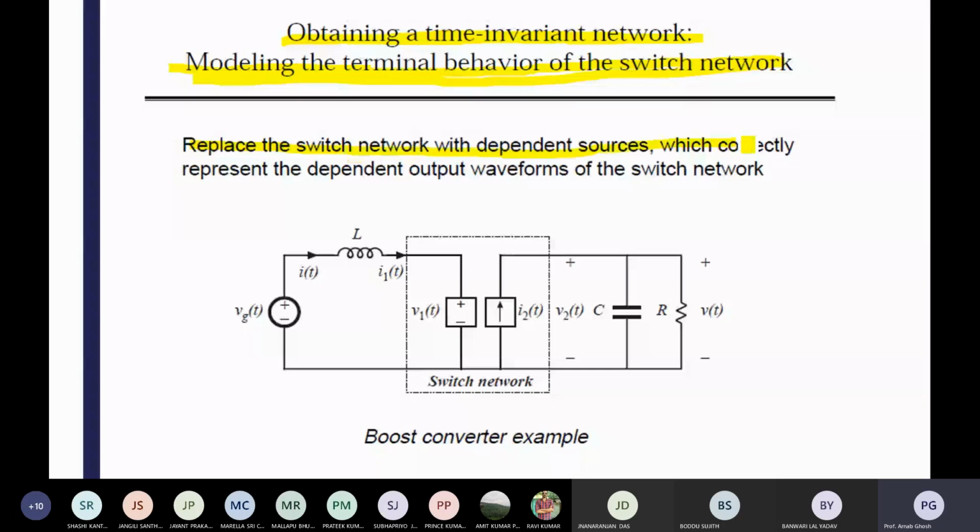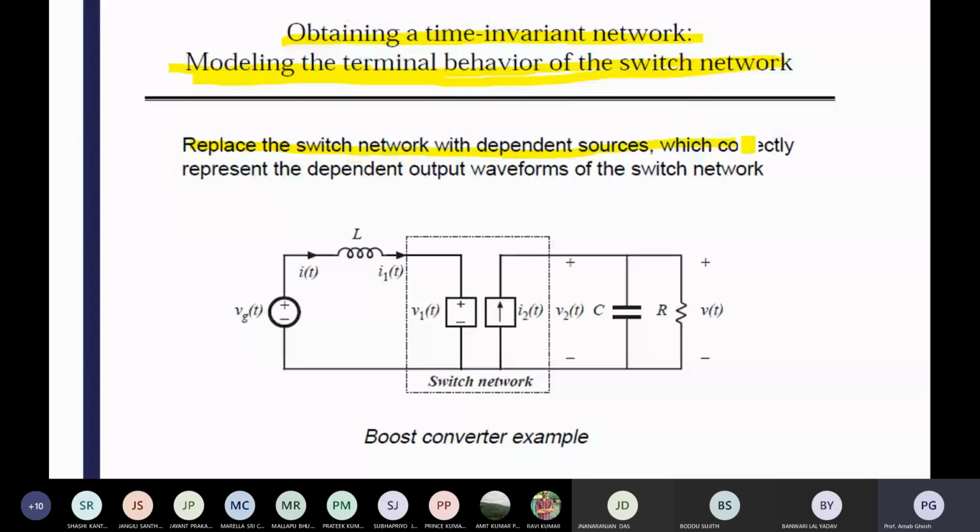Then the definitions of the dependent generator waveforms. Different waveforms are there. For the v1 configuration, when you calculate v1, first from 0 to DTs it is 0. Then v2 comes. If you take the average, you get the average of v1(t) over the cycle of Ts, the time period.